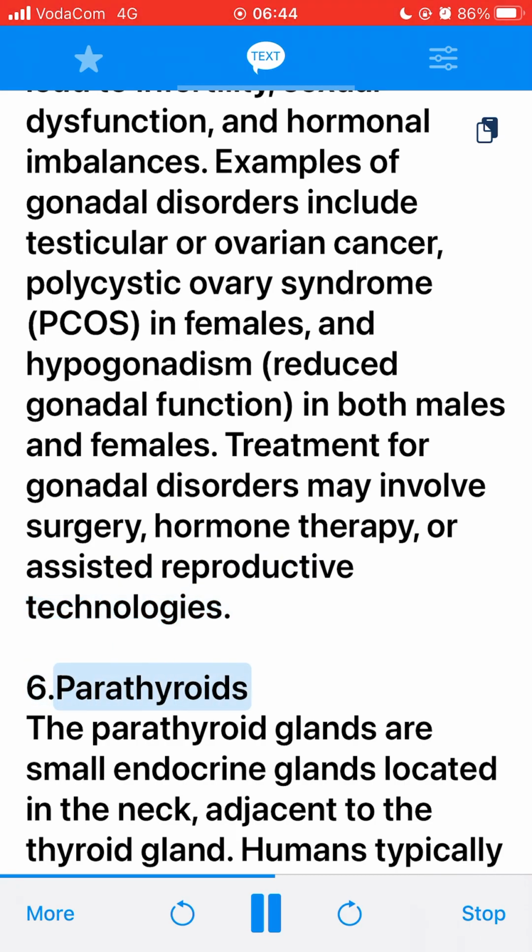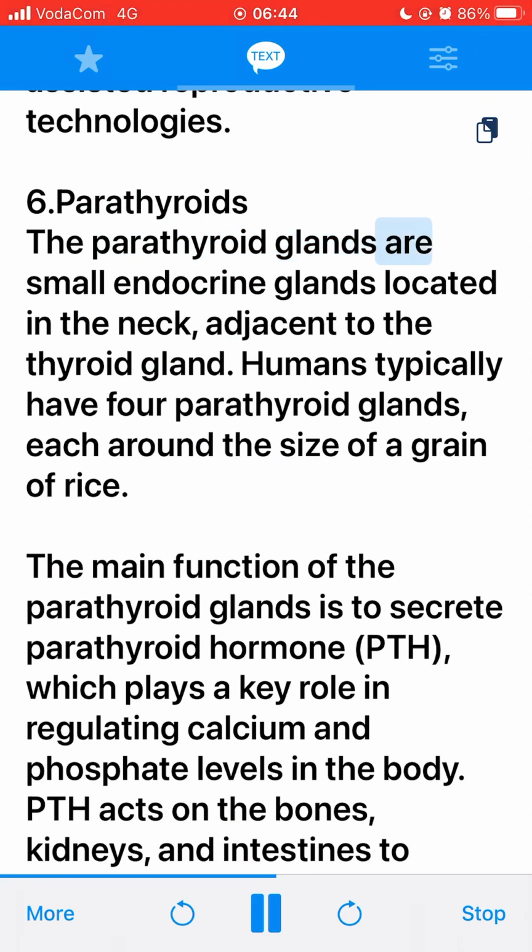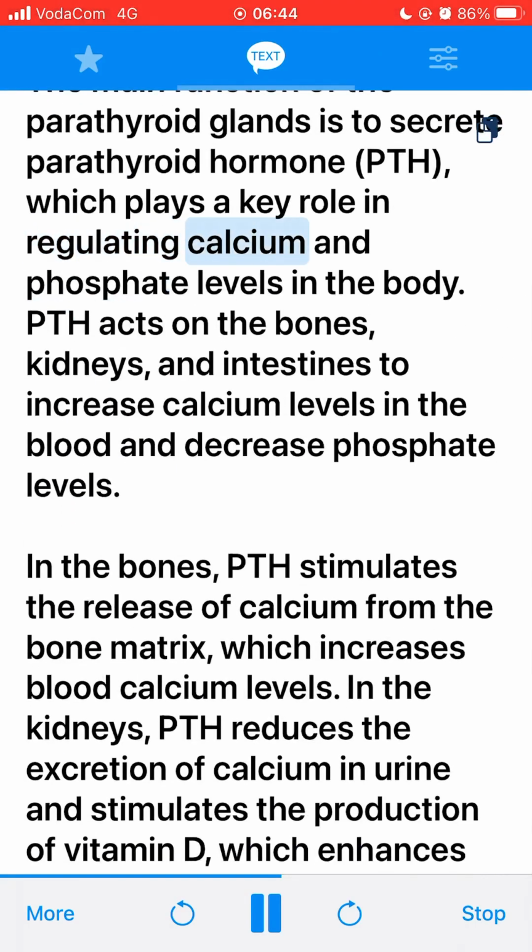6. Parathyroids. The parathyroid glands are small endocrine glands located in the neck, adjacent to the thyroid gland. Humans typically have 4 parathyroid glands, each around the size of a grain of rice. The main function of the parathyroid glands is to secrete parathyroid hormone, PTH, which plays a key role in regulating calcium and phosphate levels in the body. PTH acts on the bones, kidneys, and intestines to increase calcium levels in the blood and decrease phosphate levels.